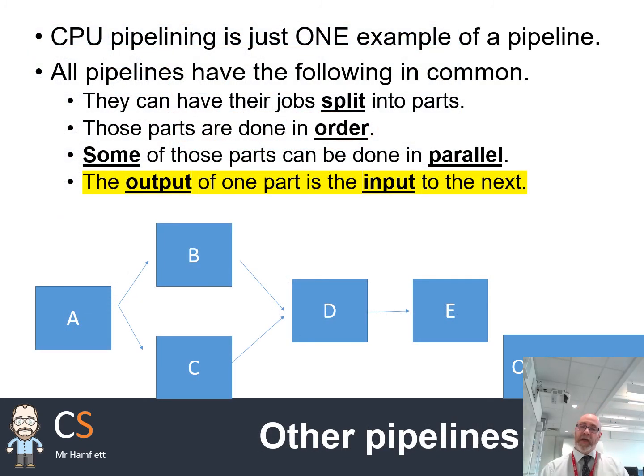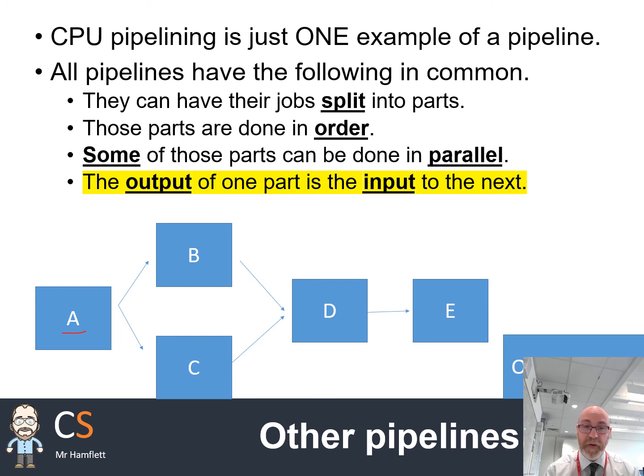Now, just so you're super crystal clear about this one, a CPU pipeline is just one example of a pipeline. Pipelines come in many different shapes, sizes, and forms. So here I've got an example of a pipeline. It's a bit of a weird pipeline because I've got action A. That's the first thing that happens in my pipeline.